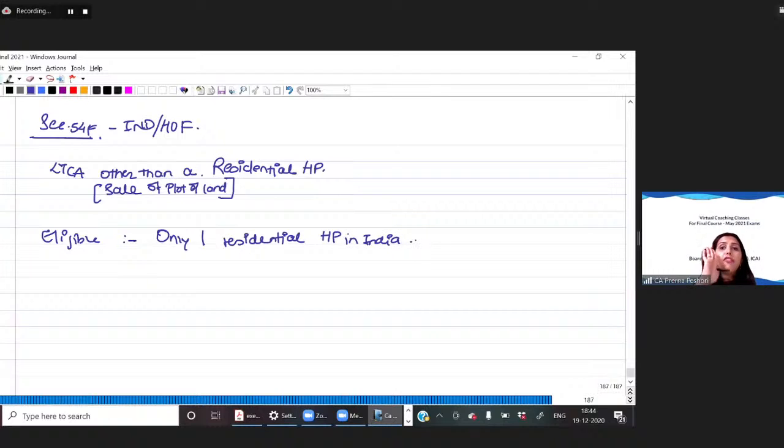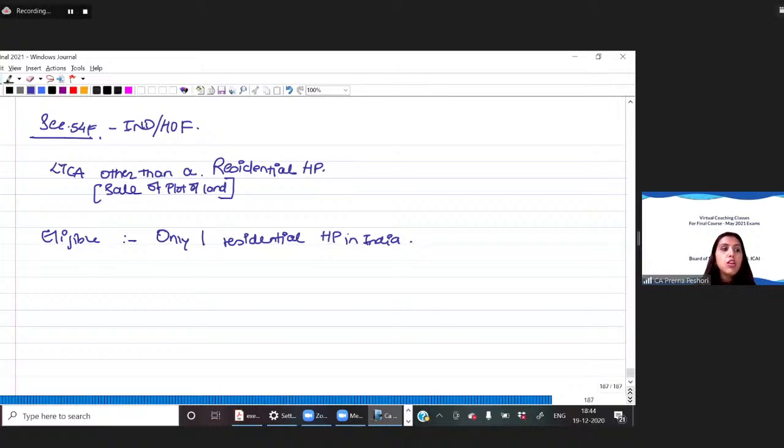So 54 was house property for a house property. 54F is for other than house property for a house property. Are you getting the difference between 54 and 54F? 54 was house property in return of a house property, whereas 54F is other than house property for a house property.